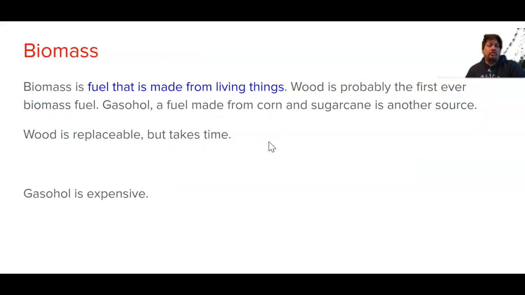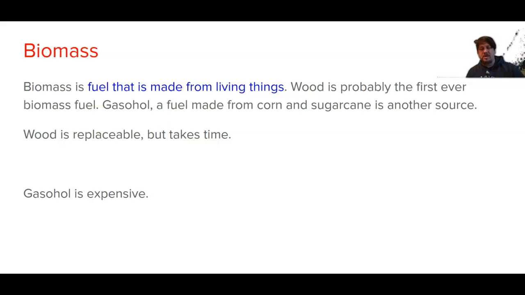Another type of renewable energy source is biomass, fuel made from living things. Wood was probably the first one we've ever known of. People burned wood, got heat, cooked their food. That was the original biomass. Gasohol is one we've been using a lot more often now, made from corn. You don't see it as often now in stores, but they had the ethanol fuel for flex fuel vehicles.